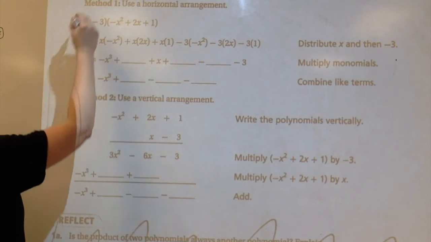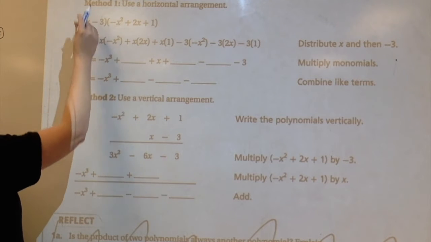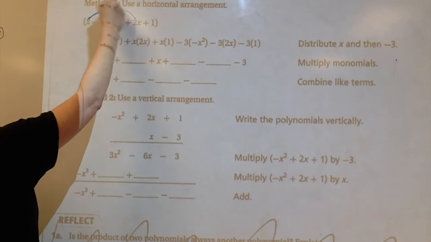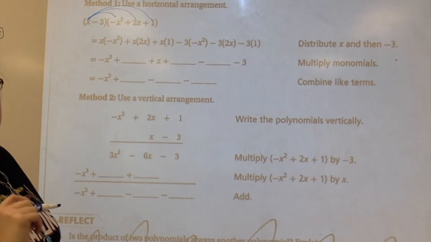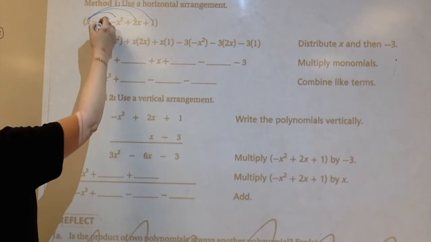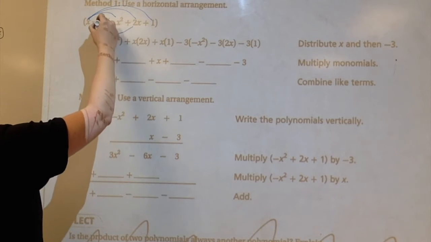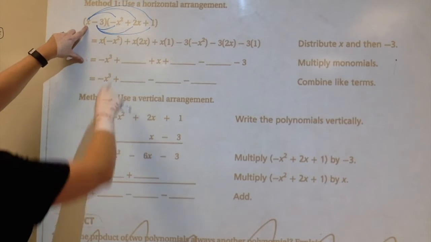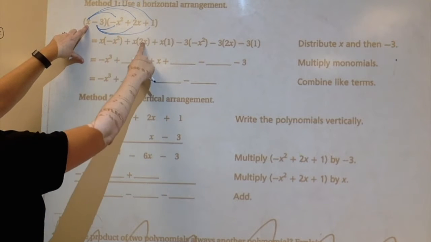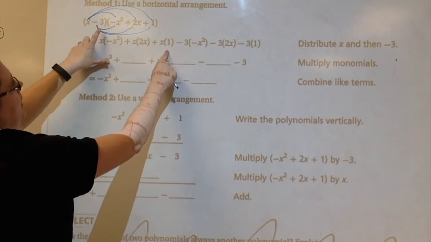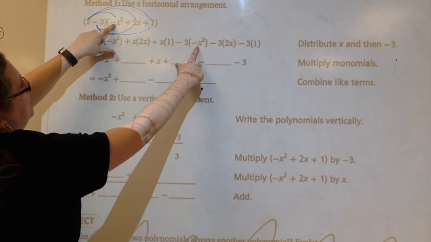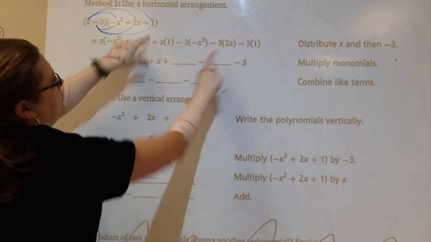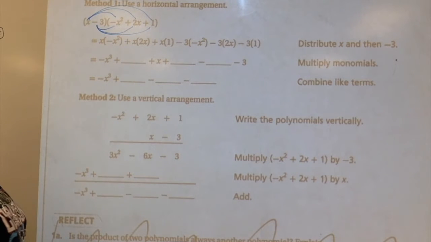Multiple distribution meaning multiply this first term in the binomial times every piece of the polynomial that's being multiplied by. Then you'll multiply the negative 3 times every term in the polynomial. So they've done that for you. X times negative x squared, x times 2x, x times 1, and then negative 3 times negative x squared, negative 3 times 2x, and negative 3 times 1. After that, you're simply multiplying and simplifying.